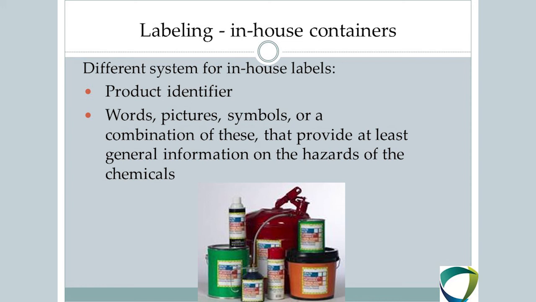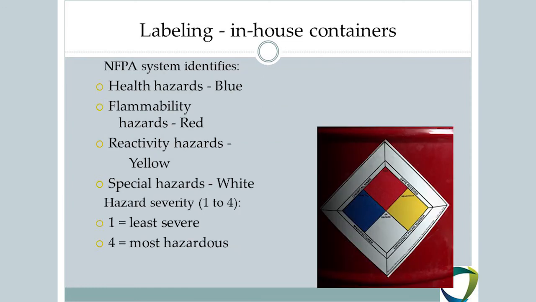OSHA does not require any particular system to be used when relabeling in-house workplace containers, but the labels must include the product identifier and words, pictures, symbols, or a combination of these that provide at least the general information on the hazards of the chemical in the container. Two of the most common workplace labeling systems in use are the National Fire Protection Association and the Hazardous Materials Identification System. Both systems identify the name of the hazardous chemical.